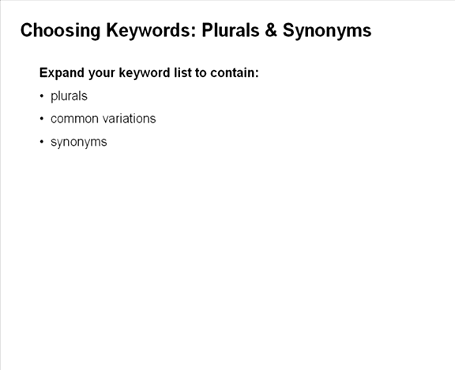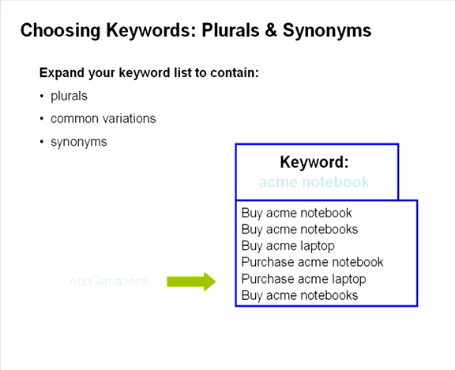Also, in choosing keywords, adding plurals and synonyms can actually really increase your traffic and still provide relevant keywords for your account. So you want to expand your list to include plurals, common variations, and synonyms. Let's actually look at an example here. So staying with our notebook computer example, if I'm expanding my keyword Acme notebook to include plurals, synonyms, and variations, I may add keywords like buy Acme notebook, buy Acme notebooks, buy Acme laptop, purchase Acme notebook, purchase Acme laptop, and buy Acme notebooks. So you can see here we've added all the variations to expand our keyword list and really drive traffic for all the different things.